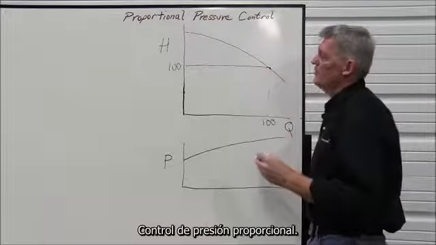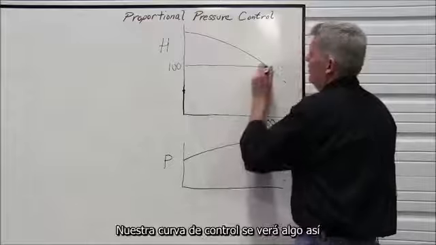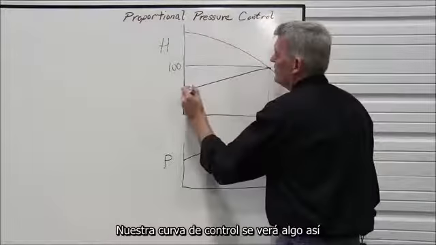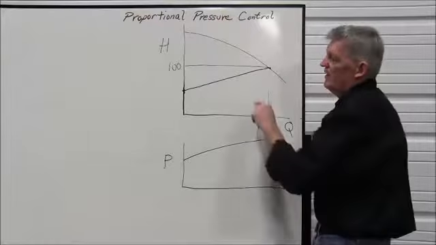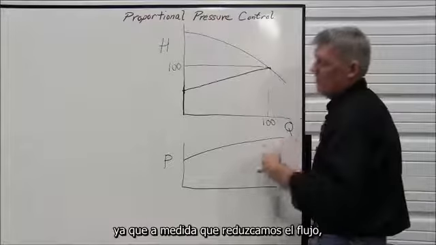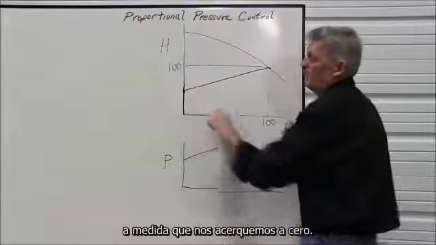So proportional pressure control, first we'll talk about what we call linear. So our control curve is going to look something like this with proportional pressure control linear. As we reduce flow, our head's going to be reduced in a linear fashion as we approach zero.